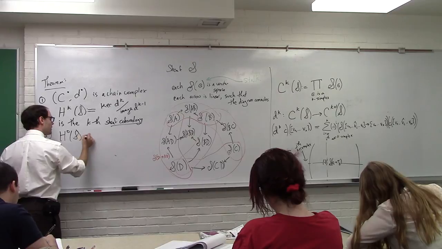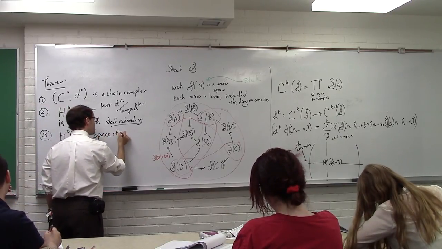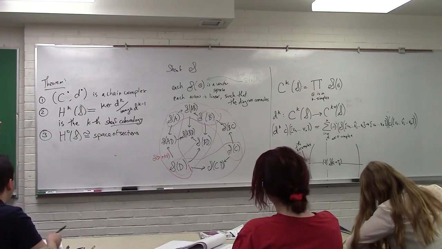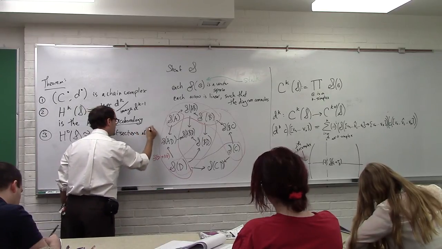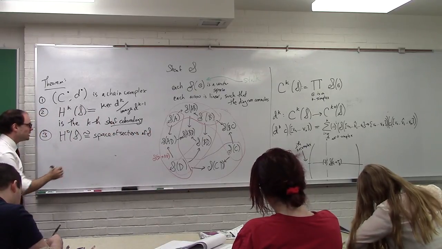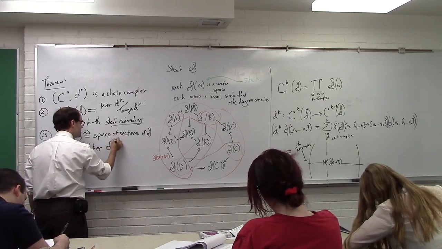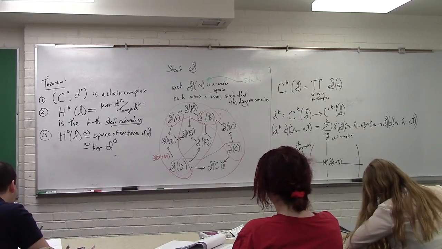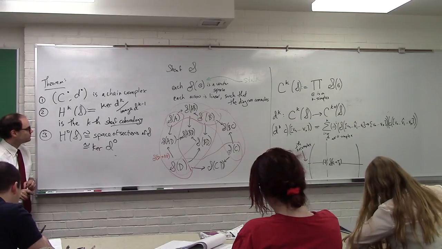H0 is isomorphic to the space of sections. So all of the global inferences that you can make are in H0. This, of course, can be computed. This is just the kernel of D0. So you can find the kernel of D0. You have computed the space of functions just by linear algebra.